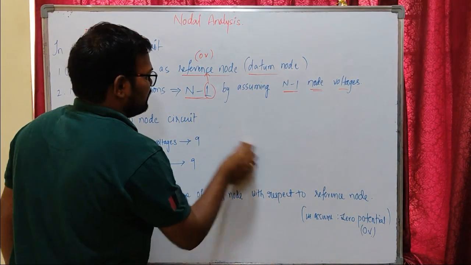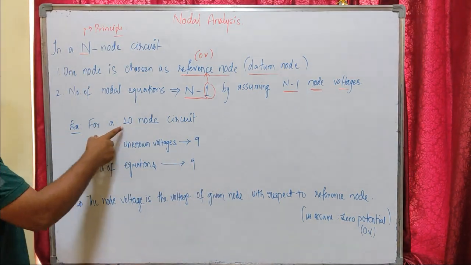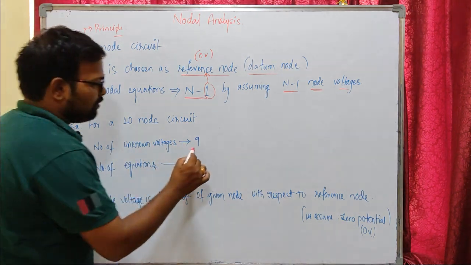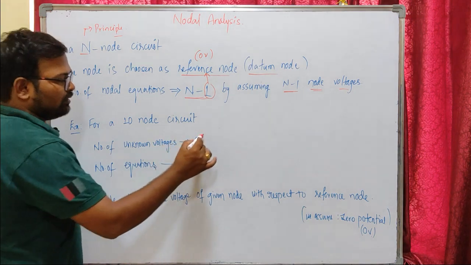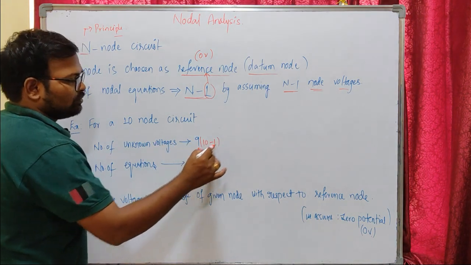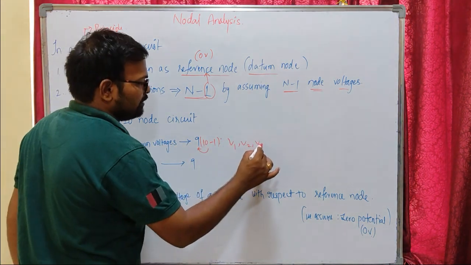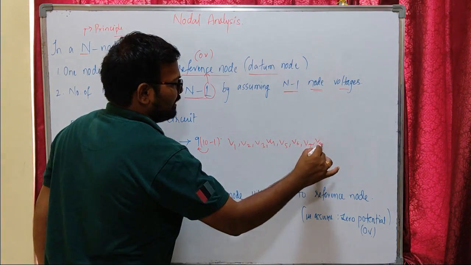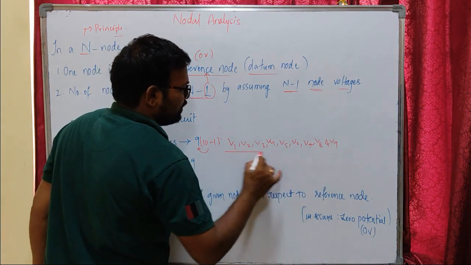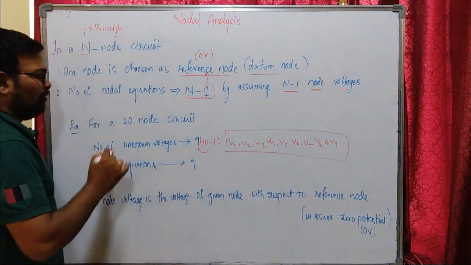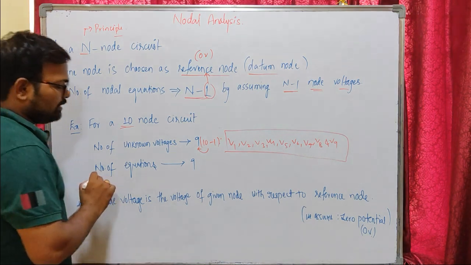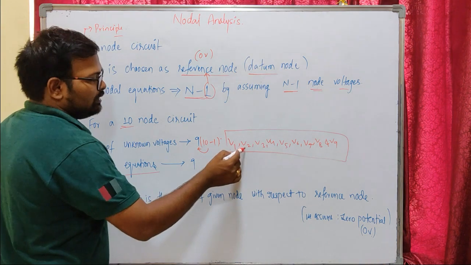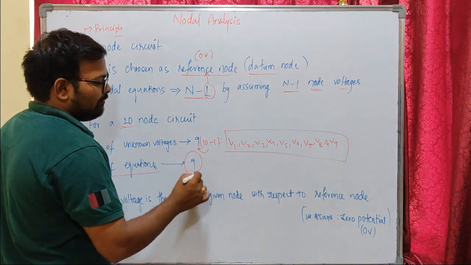Here is an example for a 10 node circuit. The number of unknown node voltages for a 10 node circuit is 10 minus 1, that is 9. So there will be 9 voltages V1, V2, V3, V4, V5, V6, V7, V8 and V9. Similarly, there will be 9 equations for a 10 node circuit, so each node voltage will have one equation.